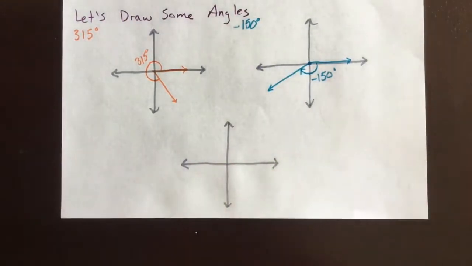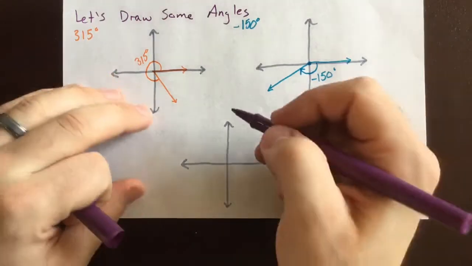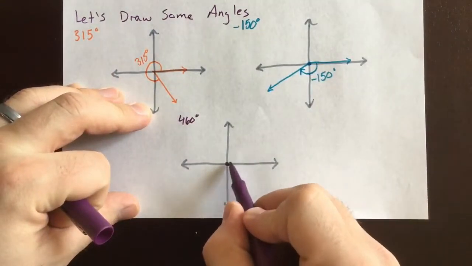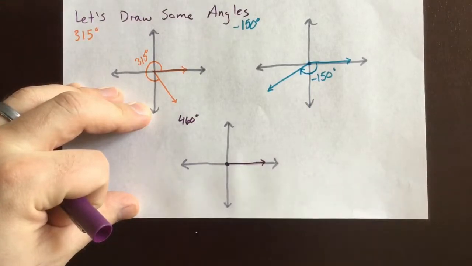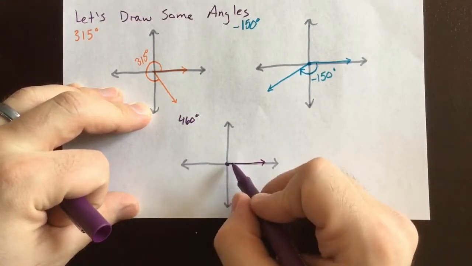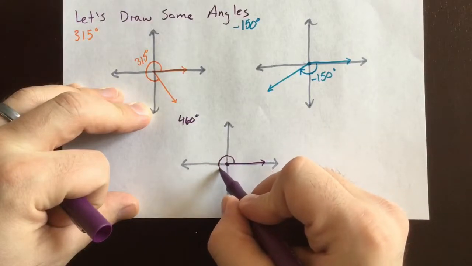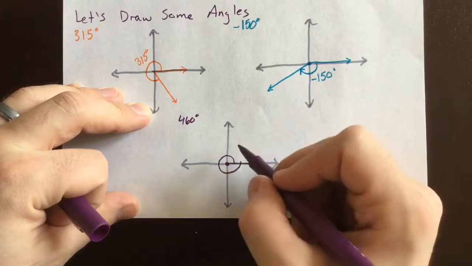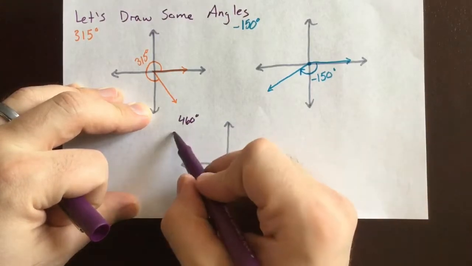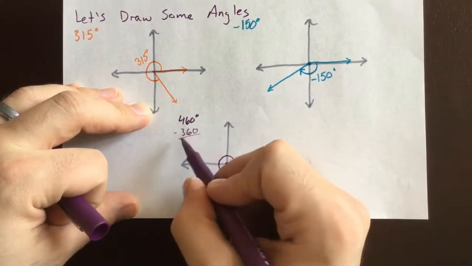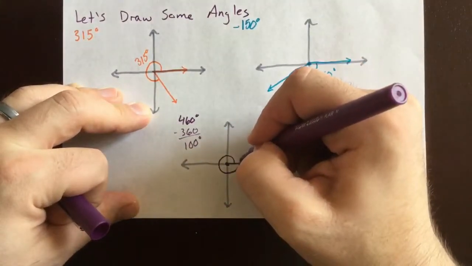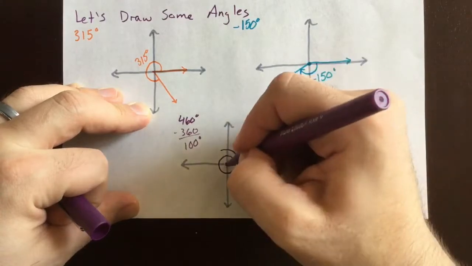So let's try one more of these. What about the degree of 460 degrees? So we know initial side. If I go 90, 180, 270, 360, I'm actually going to go past 360. And if I take 360 away from this, that leaves me with 100 degrees. So now I know where 100 degrees is going to be. It's going to be in quadrant 2, right there.